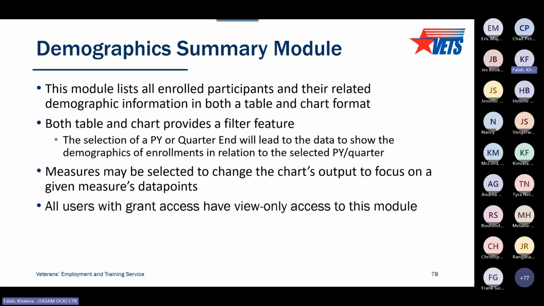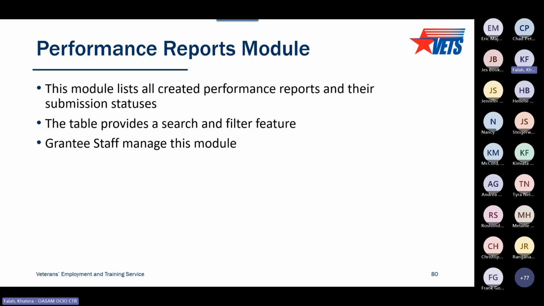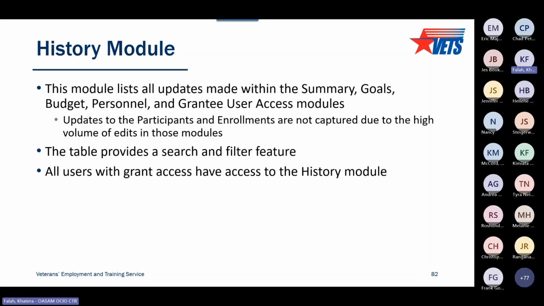We have the 2 last modules. I'll go through the module slides and walk through them on the app itself. So our 2 last modules are the performance reports module and the history module. The performance reports module lists all created performance reports and their submission statuses. The table provides a search and filter feature, and grantee staff manage this module, meaning you are the creators of the performance reports.